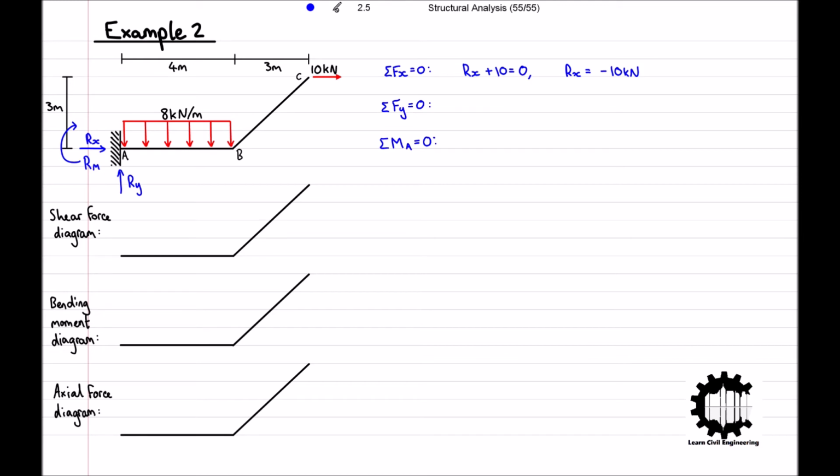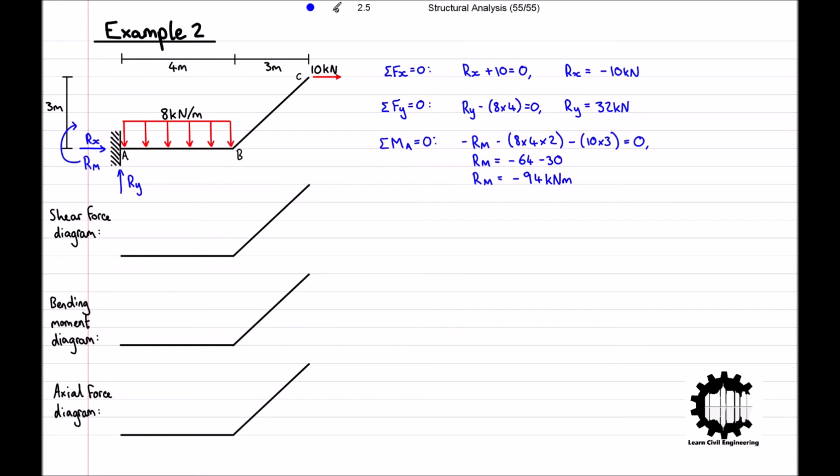Taking the y-coordinate direction to be positive, the sum of all vertical forces is equal to Ry minus 8 times 4, which equals 0. So therefore, Ry is equal to 32 kilonewtons. Finally, taking the anticlockwise rotation direction to be positive, the sum of all moments relative to point A is equal to negative Rm minus 8 times 4 times 2 minus 10 times 3, which equals 0. So Rm is equal to negative 64 minus 30, which equals negative 94 kilonewton meters.